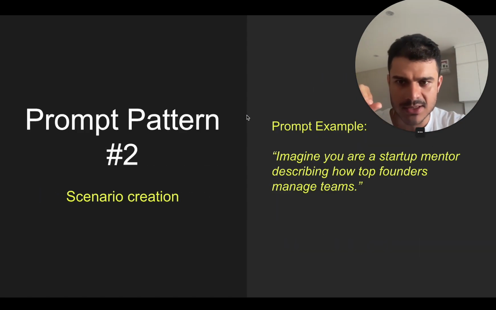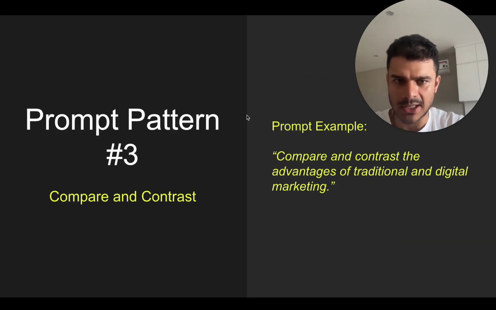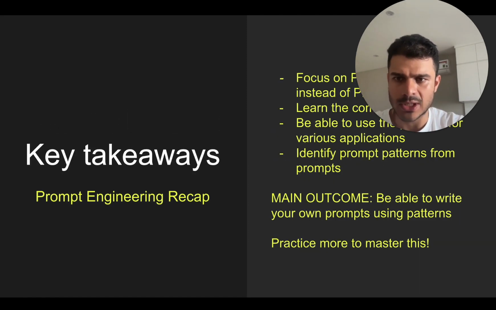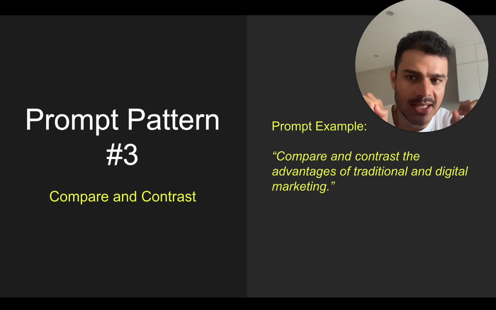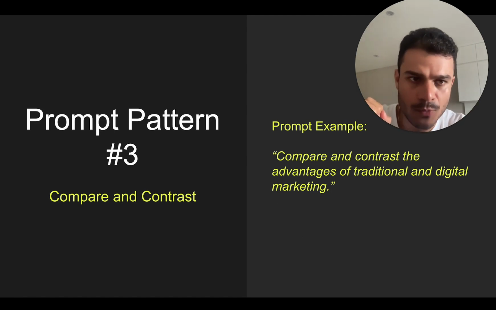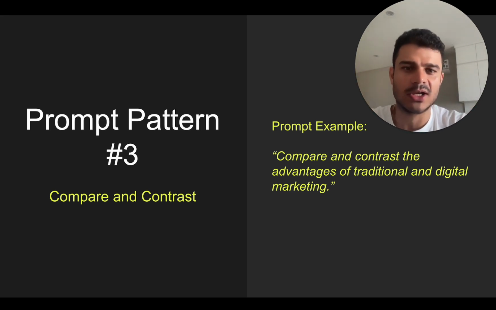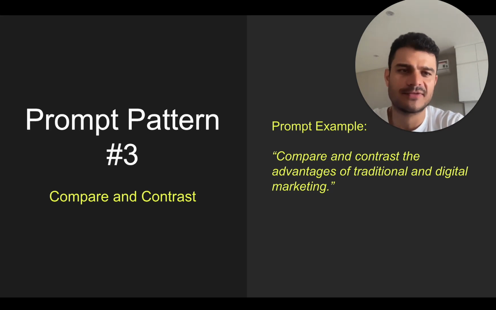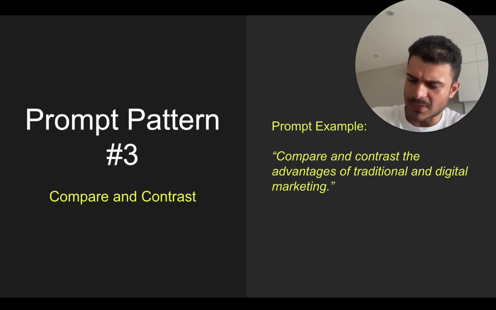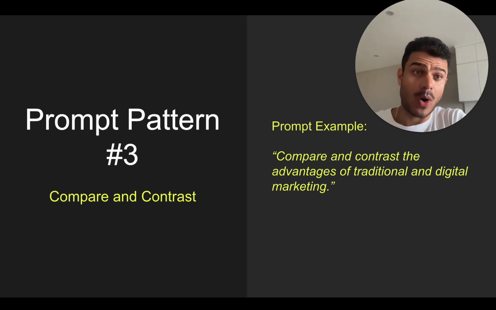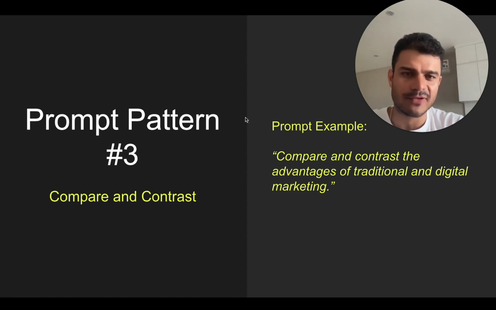Now let's look at prompt pattern 3, which is compare and contrast. This is great if you're learning about something new and you want to understand the differences from something that you already know about. Or let's say you're a student who's working on an article about the differences of certain things. So you could say, compare and contrast the advantages of traditional and digital marketing. So in this case, you're not saying what's the difference between traditional and digital marketing, but you're saying compare and contrast the advantages. So these are the ways that traditional marketing could help, while these are the ways that digital marketing could help. That's the kind of output that you're expecting.